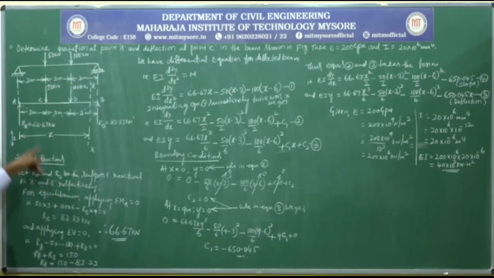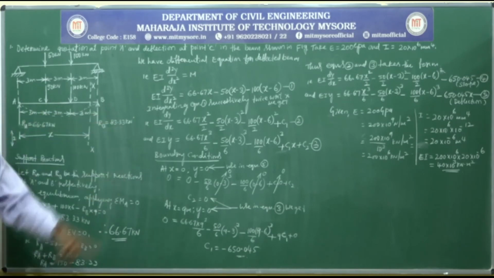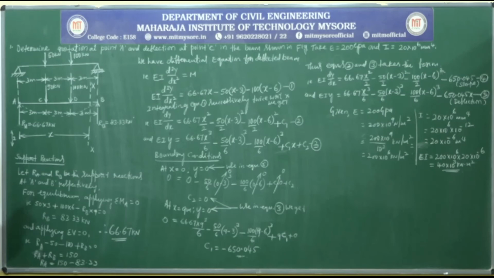In the same way, it is possible to calculate the deflections at every point on the beam. Already it is known that deflection is 0 at point A and deflection is 0 at point B. By using that concept only we calculated the integration constants C1 and C2. Even if you substitute also we will get the same value.